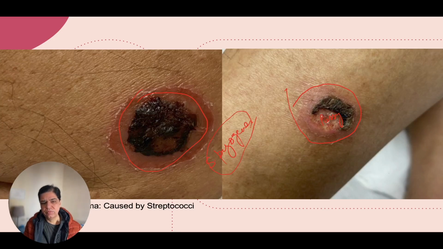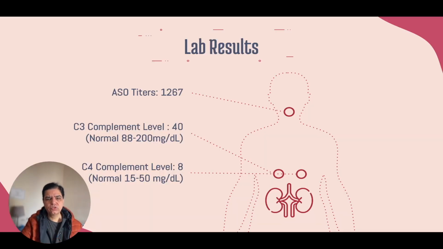And here we know that Streptococcus pyogenes skin infection or throat infection, especially if it is caused by nephrogenic strains, can cause renal disease in the form of what we call post-streptococcal glomerulonephritis. Yes, so our patient has post-streptococcal glomerulonephritis. Why? We did some lab tests and we found out that his ASO titers were 1267.